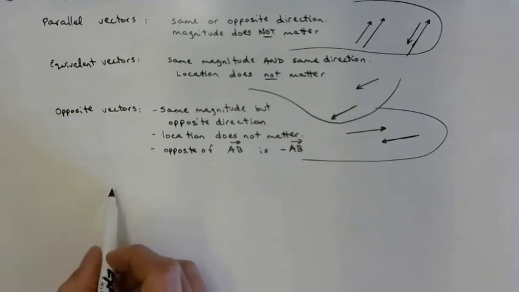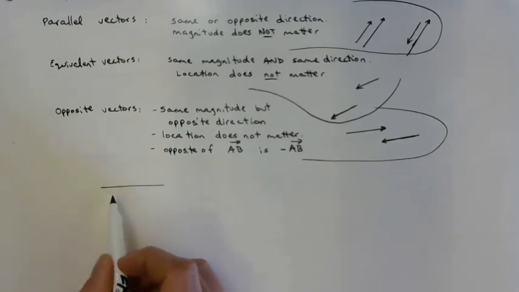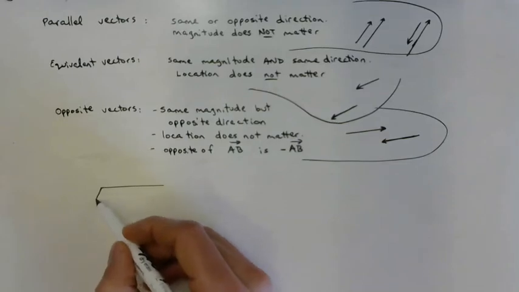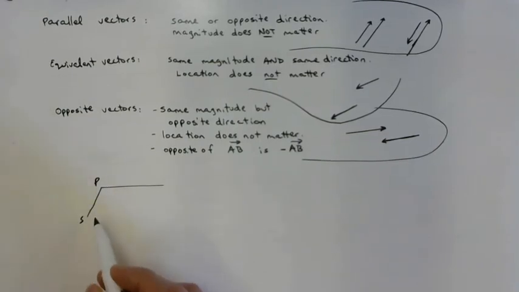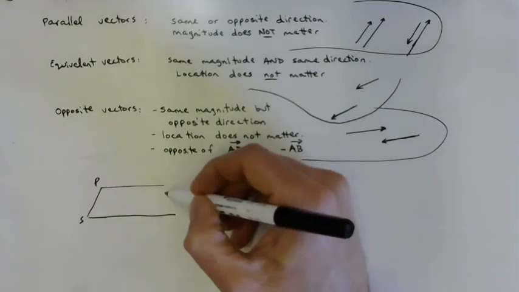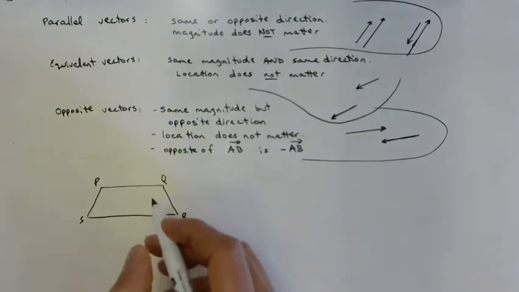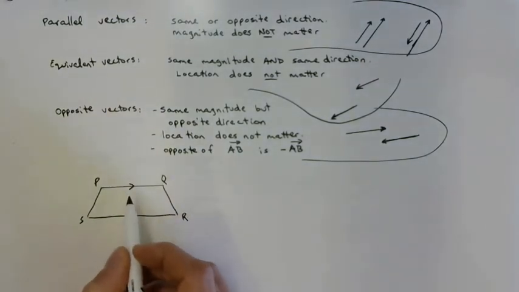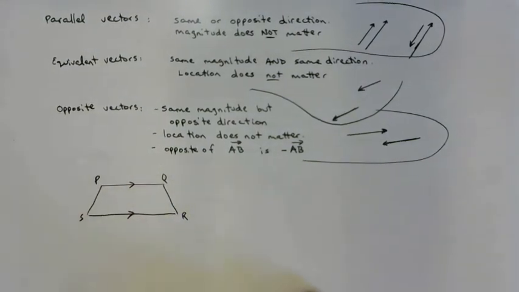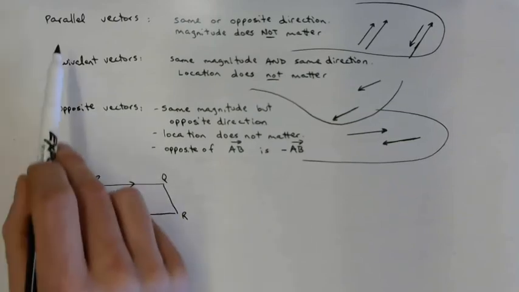I'm just going to quickly draw a couple of examples that we can talk about. So if I draw a trapezoid, PS, QR, then what do we have? What's the relationship between PQ and SR? Parallel, equivalent, or opposite?